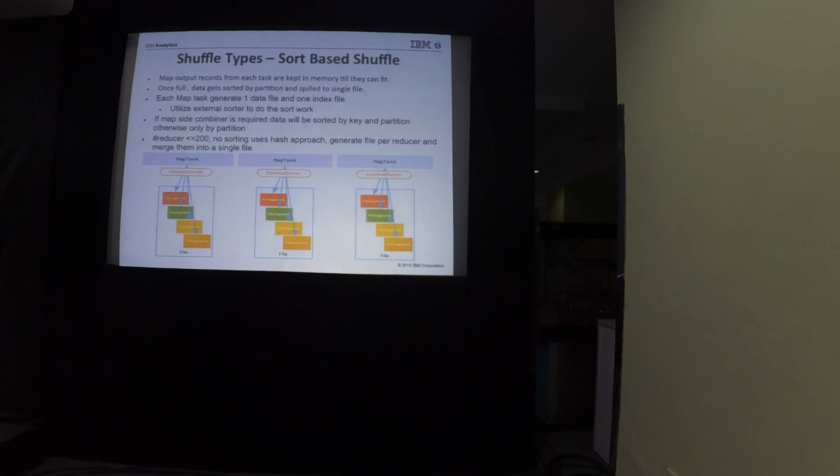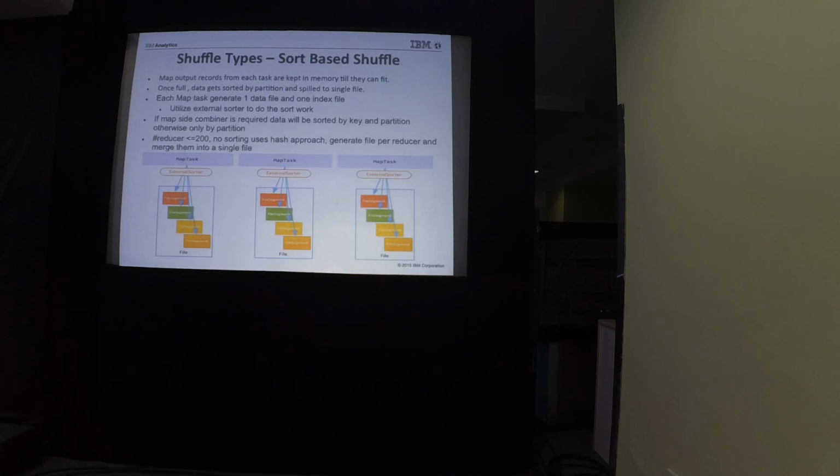Now you may have multiple files over time. There is a separate process which merges them. So at the end of the map task, you will get one file generated from the entire thing. One data file and one index file, because you are using segments for each reducer, right? So there will be an index file: reducer 1, this is the segment; reducer 2, this is the segment; and the reducer will read from there.